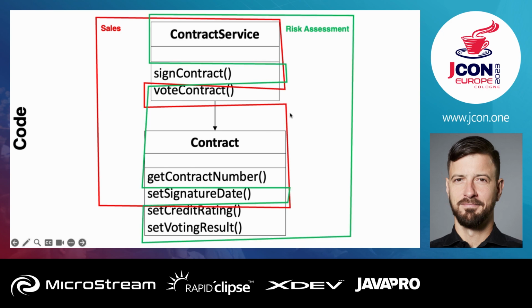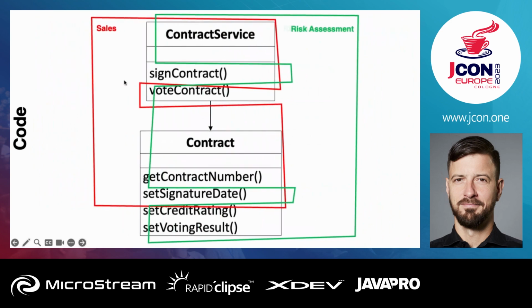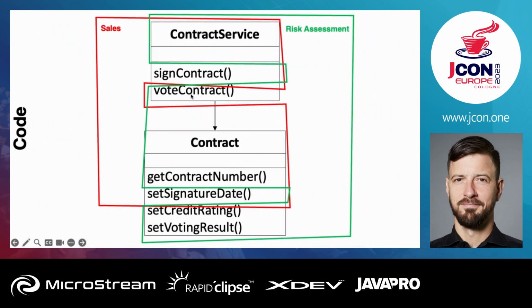And risk assessment also needs a contract service and also needs a contract, but you can see different components of them here. Vote contract is part of the risk assessment. The contract number, they need that both. Credit rating and voting result, that's only needed in risk assessment.